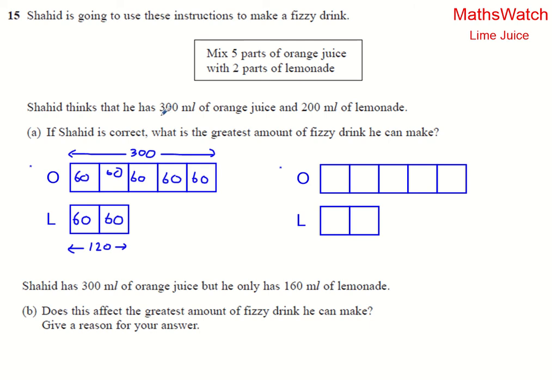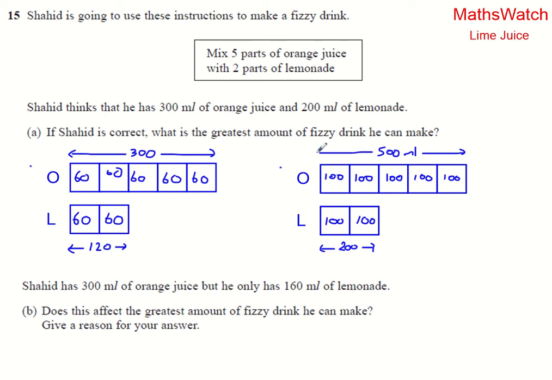Now we move on to the second part of the question. We've already used the 300 millilitres of orange juice, so we're going to discount that this time and say that we have 200 millilitres of lemonade. So if 200 millilitres is the total for lemonade, each of these parts will be half of 200, which means they will each be worth 100. Once again, that is going to be the case for every part of this. So if we are using 200 millilitres of lemonade, we'll be using a total of 500 millilitres of orange juice.